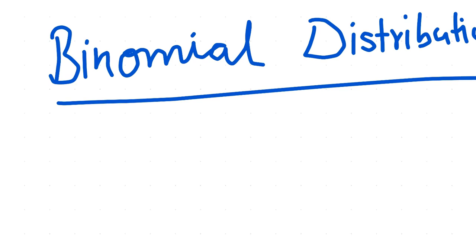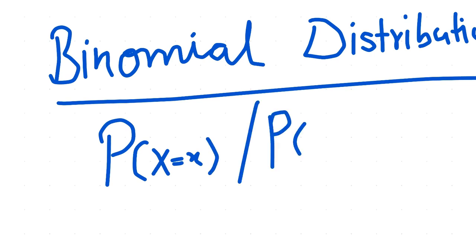So binomial distribution formula is P(X = x), or in some material they give it like this, P(x). We use it to find probability when we have a large number of tosses or trials, okay.